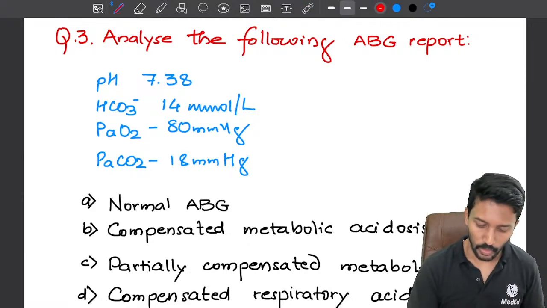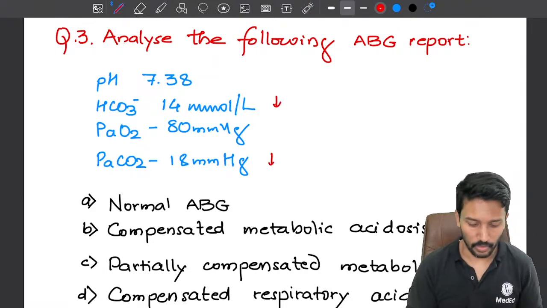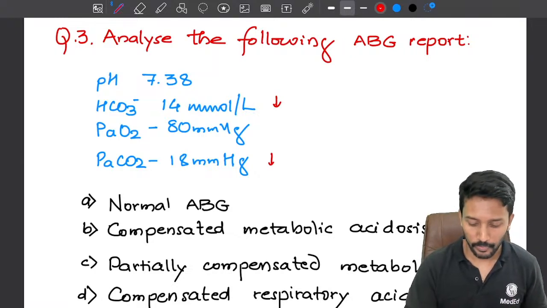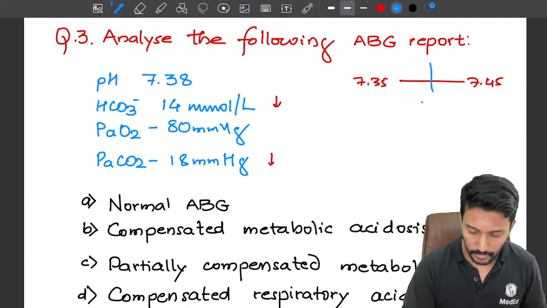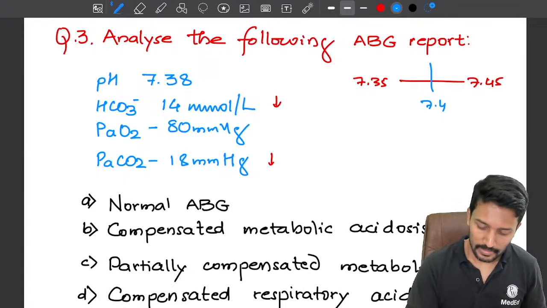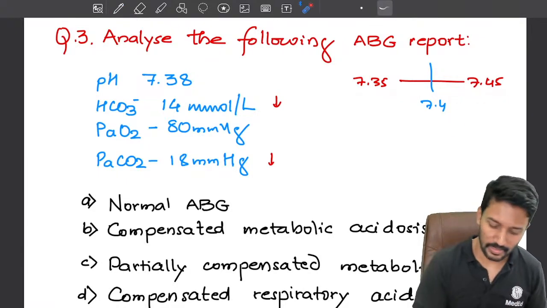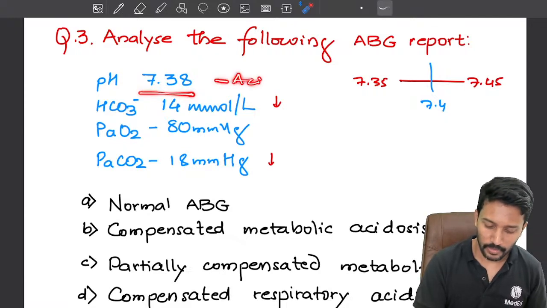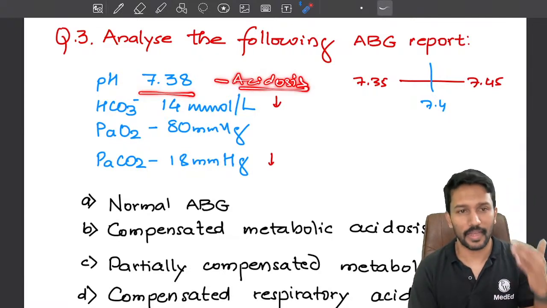This is certainly not a normal ABG because bicarb is low and PaCO2 is low. pH appears to be normal, but we remember that in the range of 7.3 to 7.45, whenever pH has come back to normal, we will use 7.4 as a cutoff to decide acidosis or alkalosis. Less than 7.4 is acidosis, more than 7.4 is alkalosis. So here it is less than 7.4, making it a case of acidosis. To decide between respiratory and metabolic, we will look at the direction of pH.